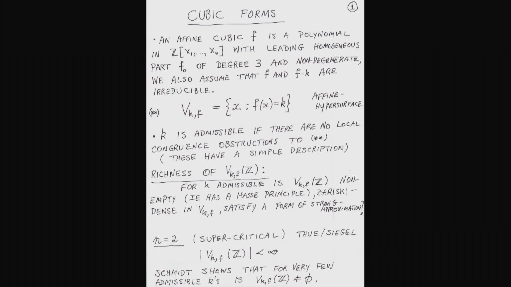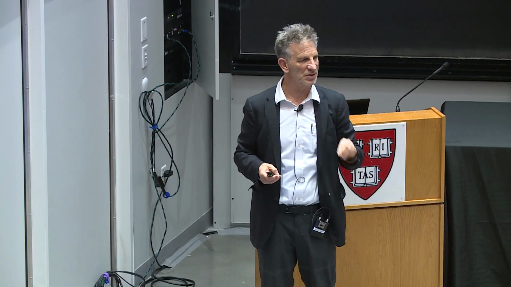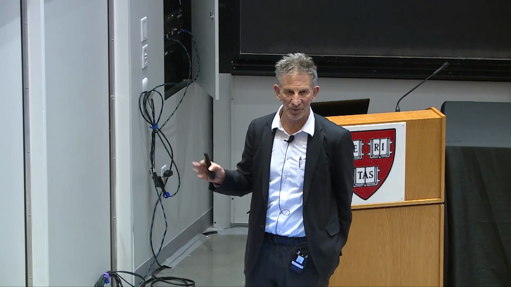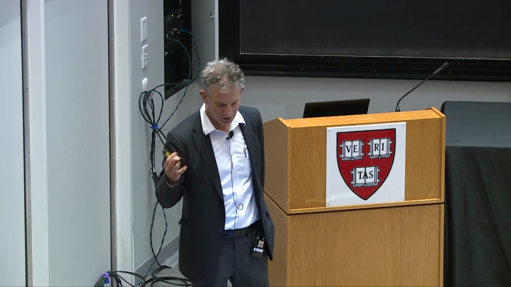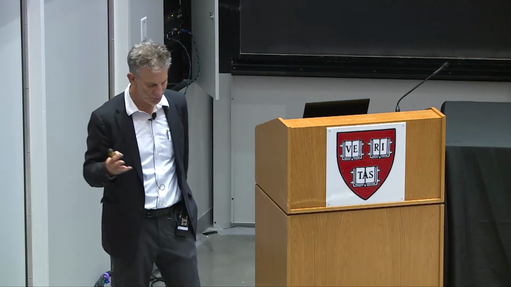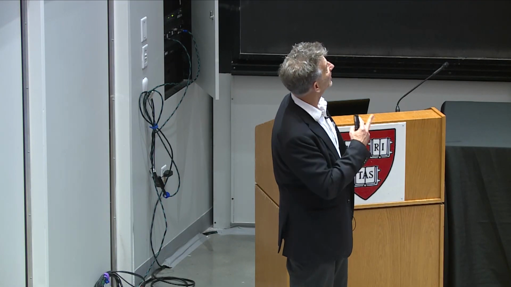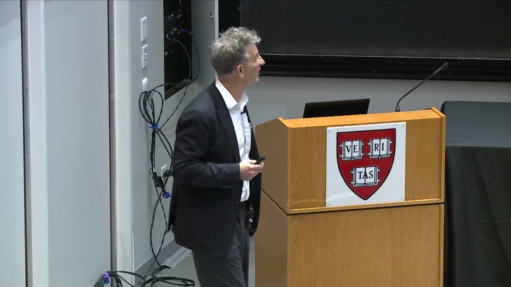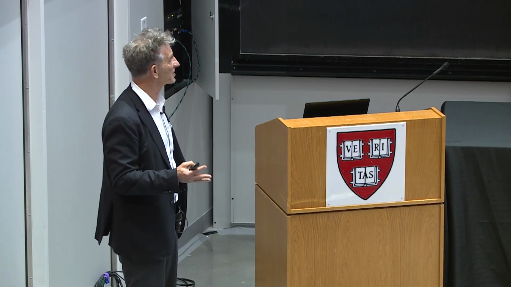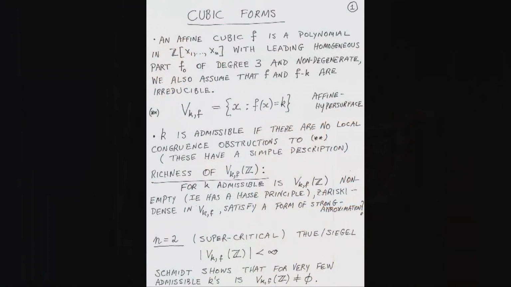And the strongest thing you could ask for is, are there enough solutions so that if you give me any local solution, there's a global solution which reduces to that? And that's called strong approximation. So the best you could hope for is that you have a Hasse principle and you have strong approximation. All right, so we have a cubic form in n variables. Let's start with a subcritical case, which is the case where you can't expect anything.